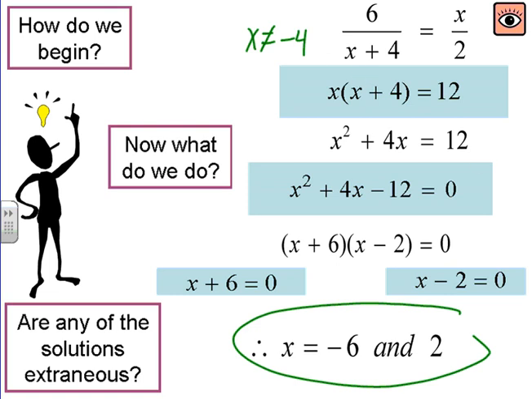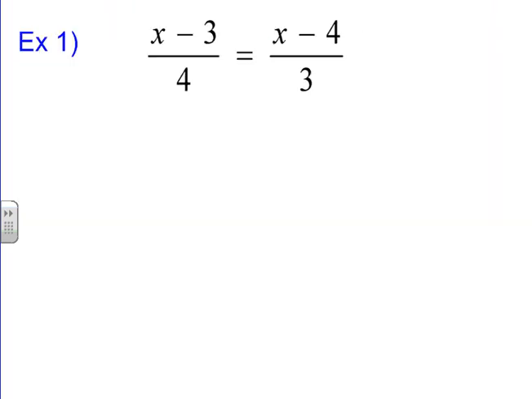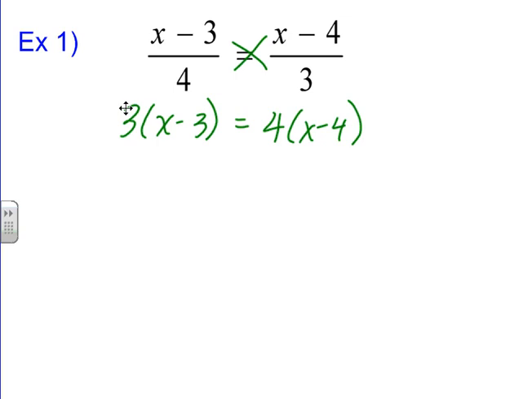All right, let's go ahead and start practicing a few of these. Here we have a proportion, x minus 3 divided by 4 equals x minus 4 divided by 3. We're going to start out by cross multiplying. 3 times x minus 3 equals 4 times x minus 4. We're going to distribute the 3 out, and we'll get 3x minus 9. And here we distribute the 4, and we'll get 4x minus 16.